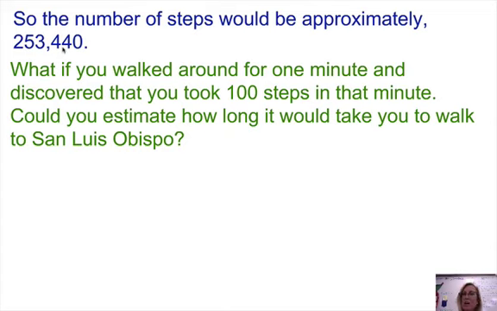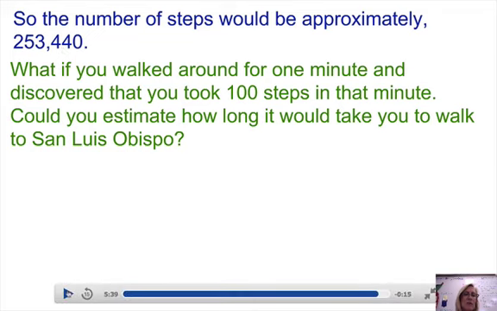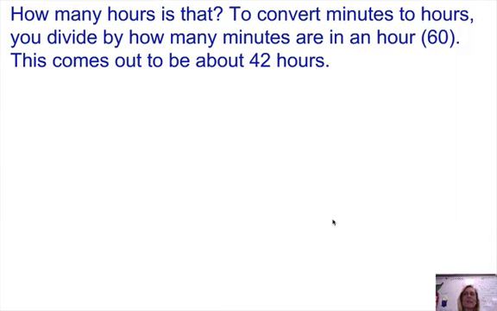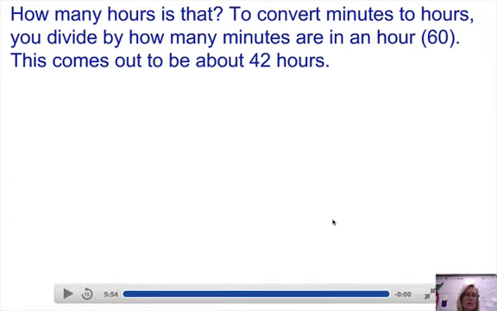Well, we don't usually talk about how long does it take to get someplace in minutes. So how could we convert those minutes to hours? We would take the 2,534 and divide it by 60 because that's how many minutes are in an hour. I think that's what's happening on the next slide. Let's see. Yes, to convert minutes to hours, we take that number and it would come out to be about 42 hours.